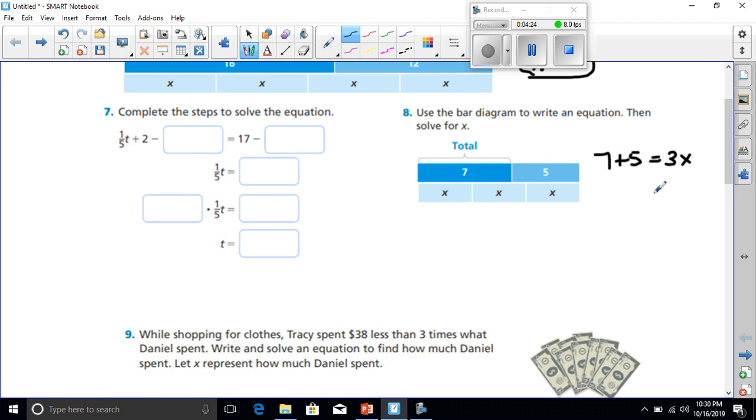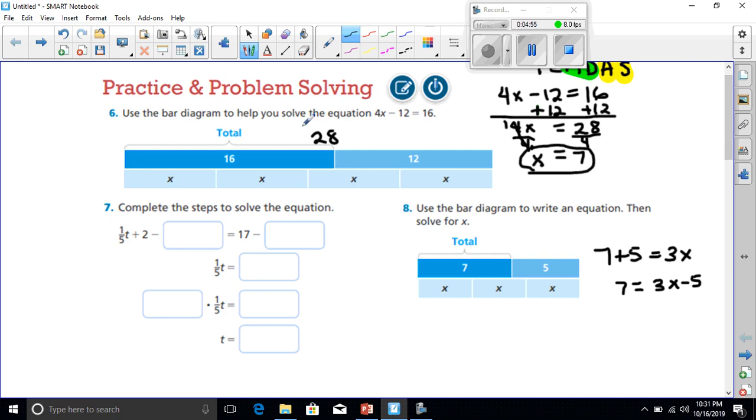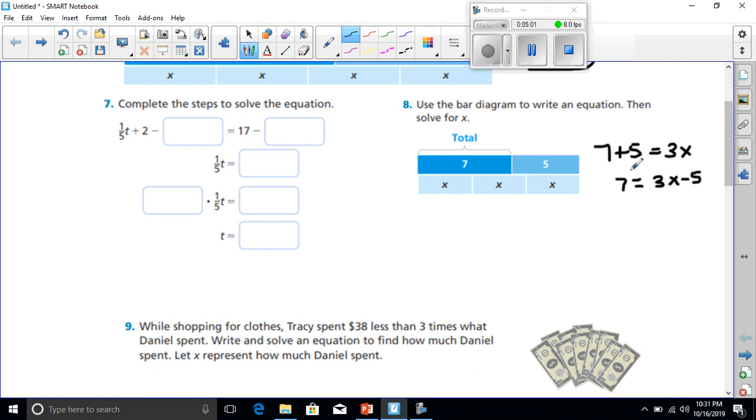An equation would be 3x, and if I'm adding 5 over here, I would put minus 5 over here. Okay? And I would put that it was equal to 7. Just like we had up here, 16 was equal to 4x minus 12. Over here we have 7 is equal to 3x minus 5.